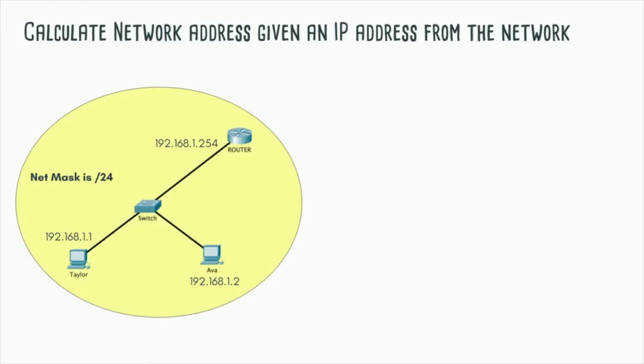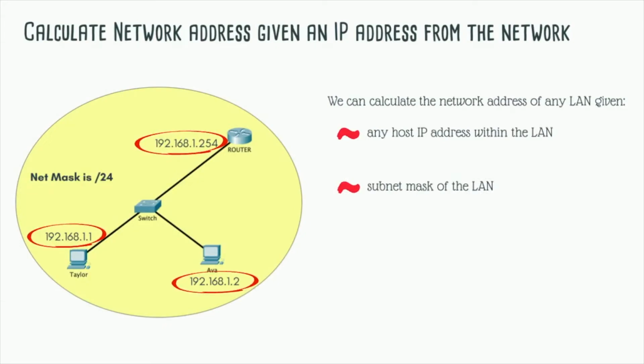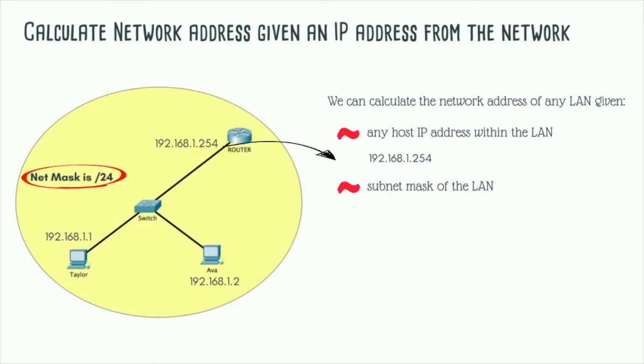Now, let's take a look at an example of network address calculation. There are two things we need to calculate the network address for any network. The first thing is an IP address within the network. This can be an IP address assigned to any host inside the LAN. The second thing is the subnet mask, which we've just learned earlier.